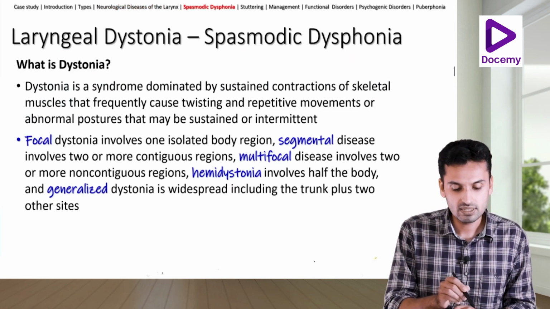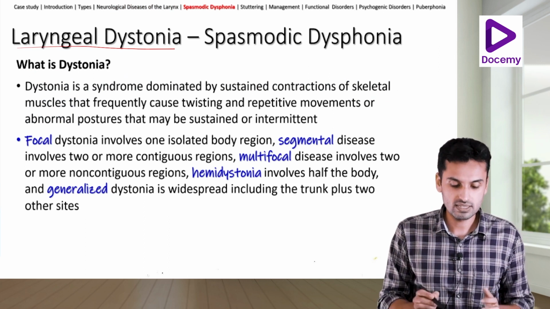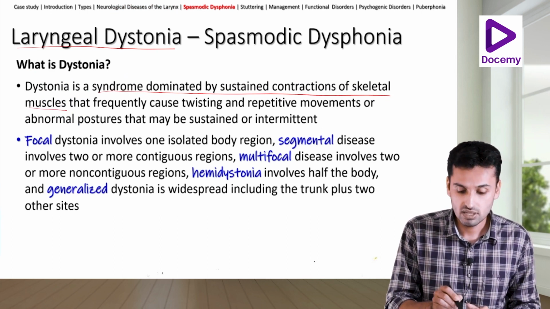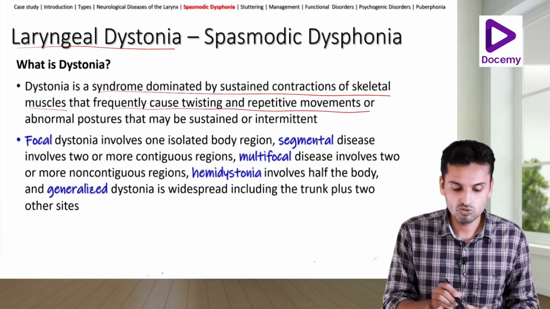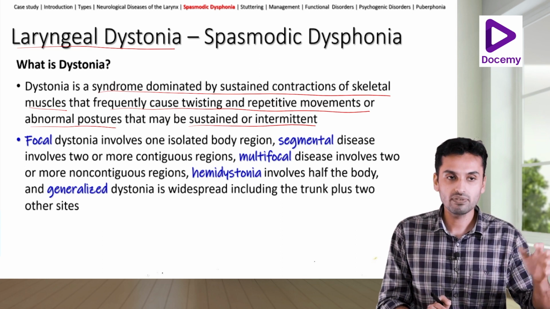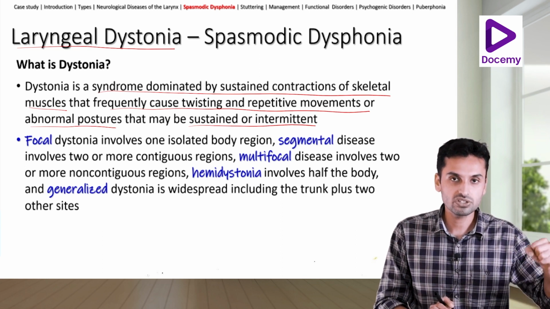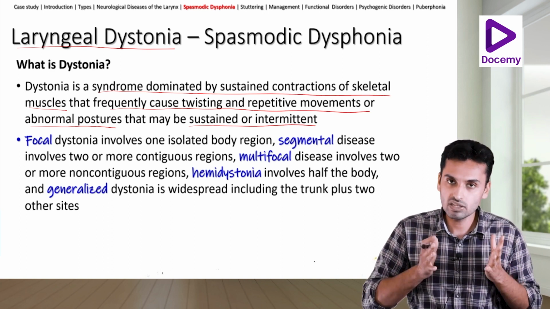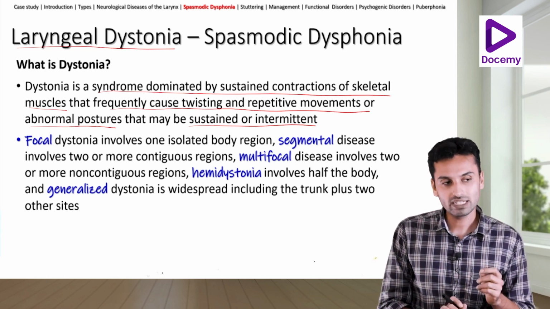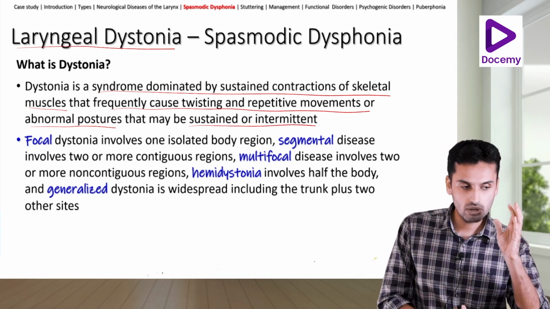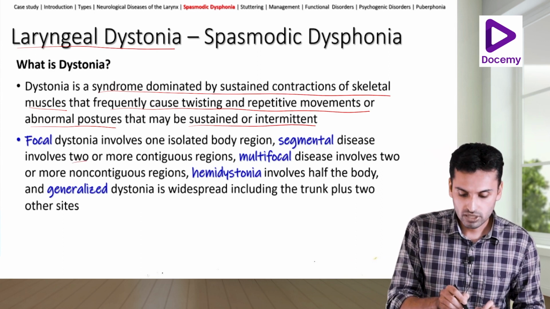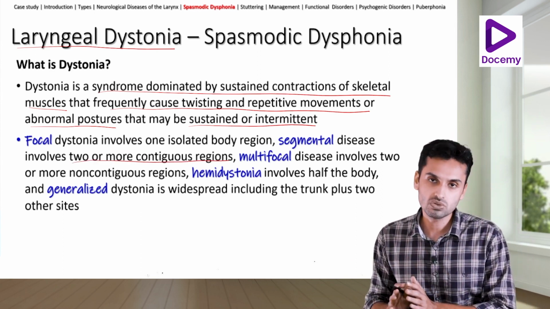Okay, so let's see, what is dystonia or laryngeal dystonia? Dystonia is a syndrome dominated by sustained contractions of the skeletal muscles that frequently cause twisting and repetitive movements or abnormal postures that may be sustained or intermittent. So basically you have sustained contractions of a part of the body. It can be the entire trunk or the entire body, that is a generalized dystonia, or it can involve just a particular muscle, that is a focal dystonia, or it can be segmental where two or more contiguous regions are involved. So you can have different kinds of dystonia.